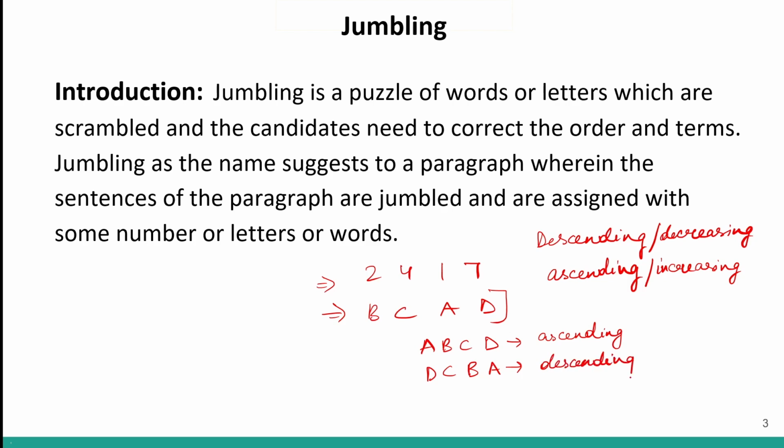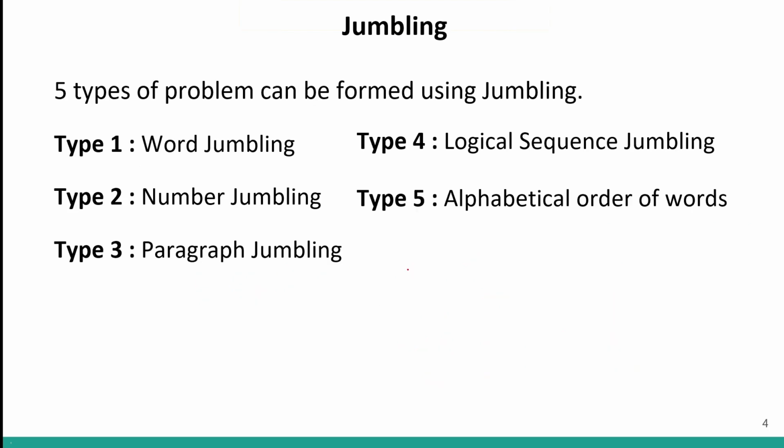So if I arrange them in a particular order, that means I have unjumbled them. These were jumbled up. Similarly, these are jumbled up. So I can write it either as 1, 2, 4, 7 or 7, 4, 2, 1. So this will be ascending order and this will be descending order. This is what you mean by jumbling. Certain elements, it could be alphabets, it could be numbers, they are jumbled and we have to arrange them.